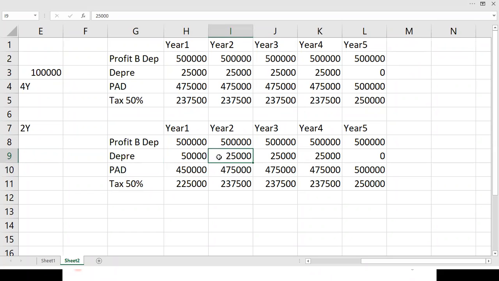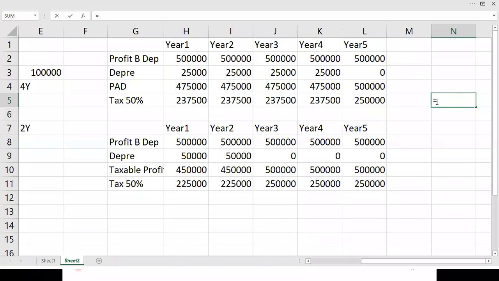And year two, how much? 50,000. Year three, how much? No depreciation. Very good. Excellent. So this is not accounting profit, this is taxable profit. Up to 5 years, can you find the total of the income tax paid? For 5 years, how much total tax have they paid?